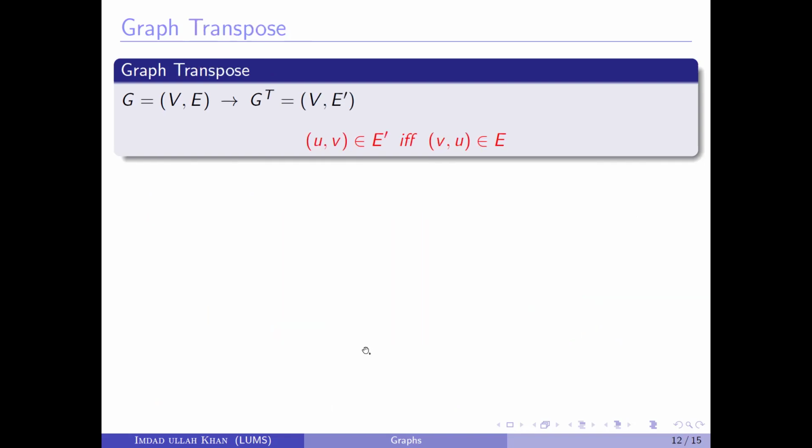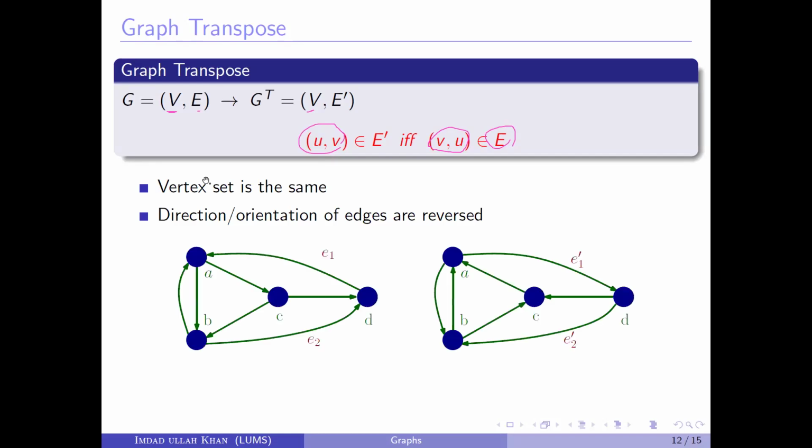Graph transpose is computed from a given graph. Again, the set of vertices remains the same. Edges are changing. If there was an edge VU in the original set of edges, it becomes UV, which means, because both of them are ordered pairs, their directions are flipped. So the vertices remain the same and the directions are changed.